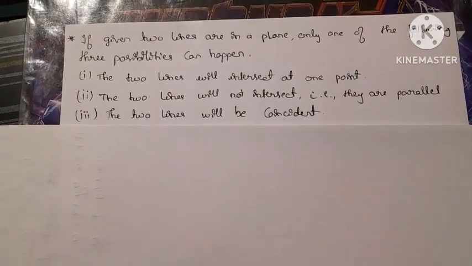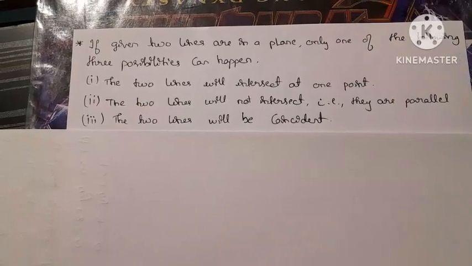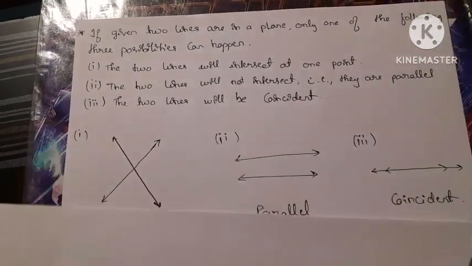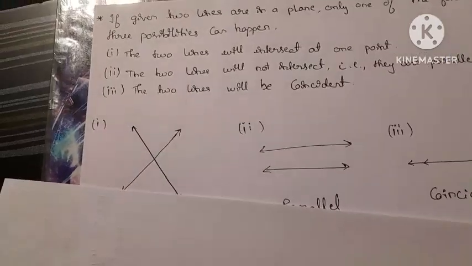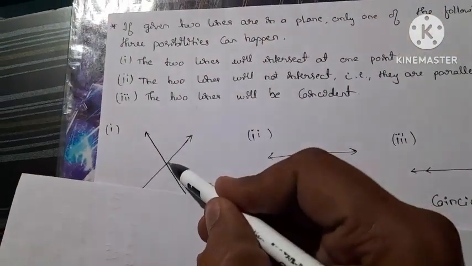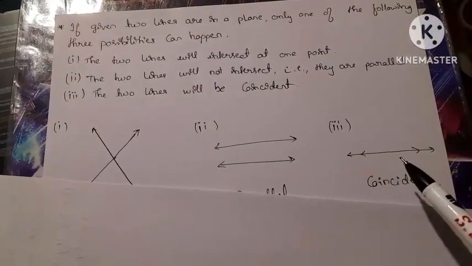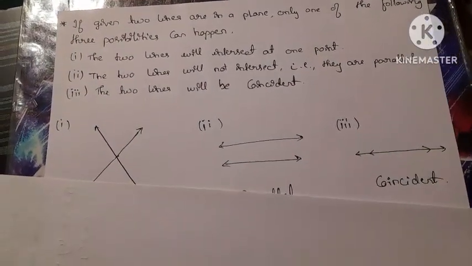Some of you might be confused about what is intersecting, what is parallel, and what is coincident. For this there are line diagrams here. This point here is called an intersection, where two lines meet. Parallel lines never meet, and coincident lines form a single line.